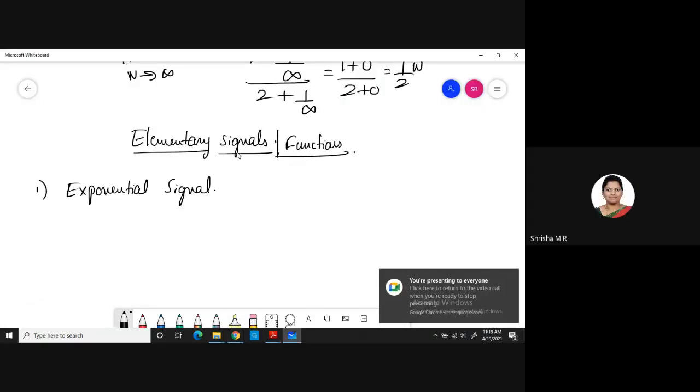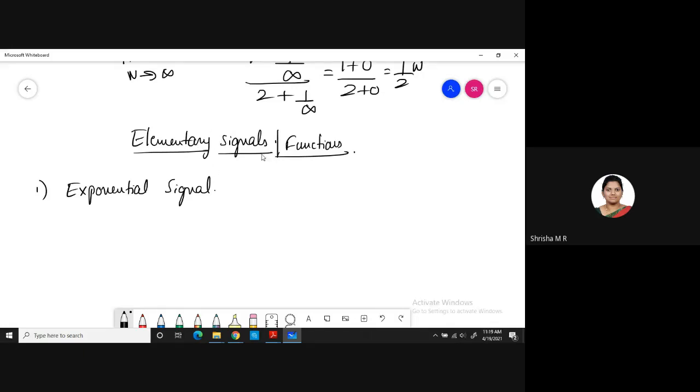So elementary signals are basic signals, okay? Using these signals we'll build the complex signals or complex functions. We'll discuss some of the important elementary signals. The first one is the exponential signal.